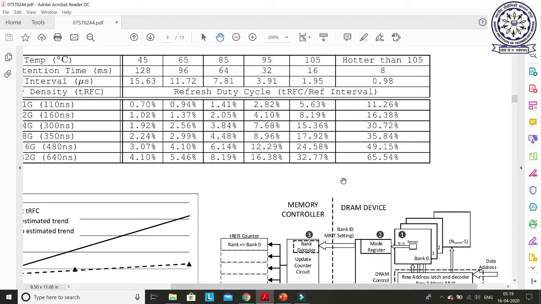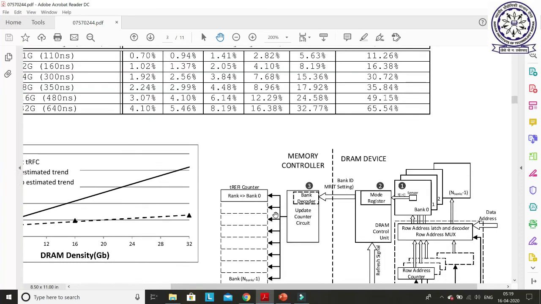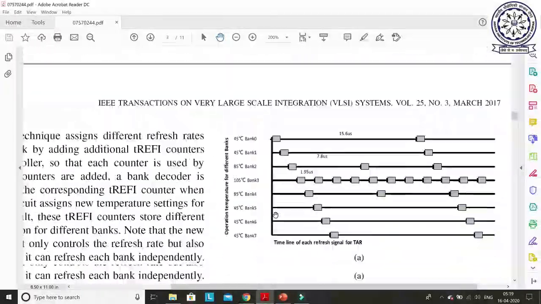But it may be the case that only one bank out of all these banks in the rank is operating on 105 centigrade, and other banks may be working on a lower temperature range. So blocking the entire rank for 65% of time just for refreshing is not good. It's not optimal. So to make it optimal, they propose this concept of TAR. So the rest of this paper will be easily understandable.